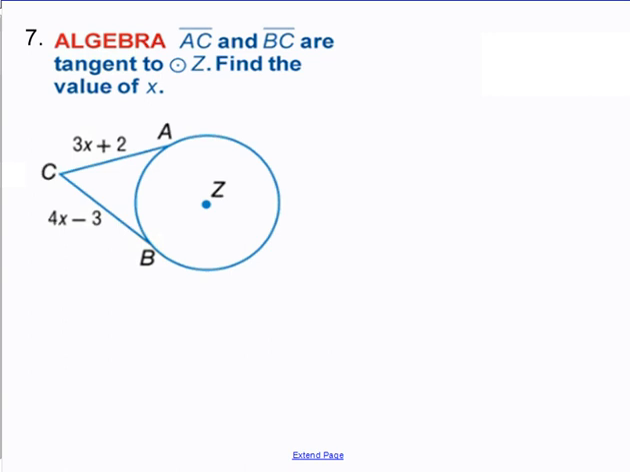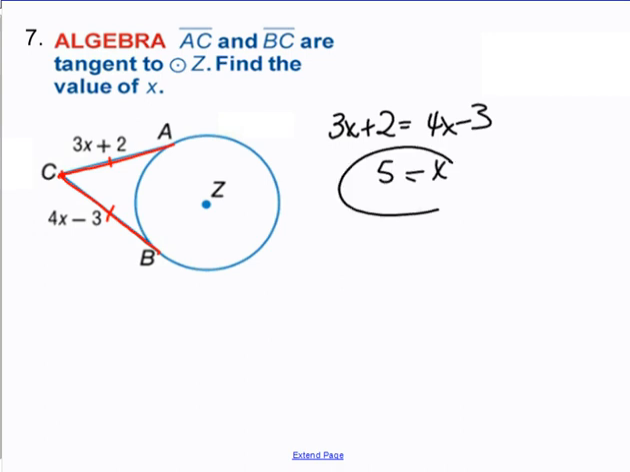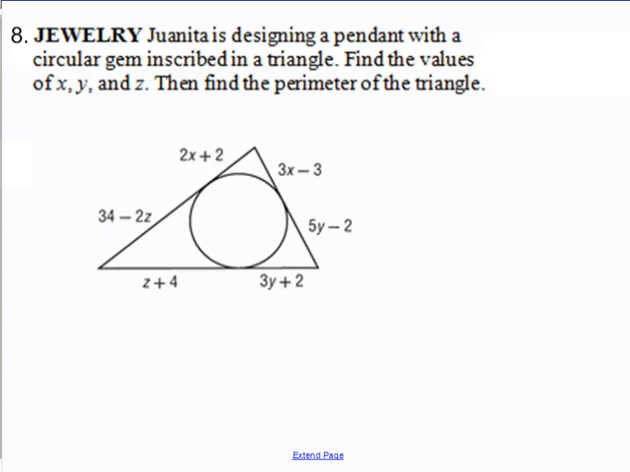All right, well, again, here it is. This segment is tangent to the circle, and this segment is tangent to the circle. Well, that means that these are congruent. That means I set them equal. Okay, so 3x plus 2 equals 4x minus 3. So we do the math, we end up with x equals 5. So now we have another jewelry one.